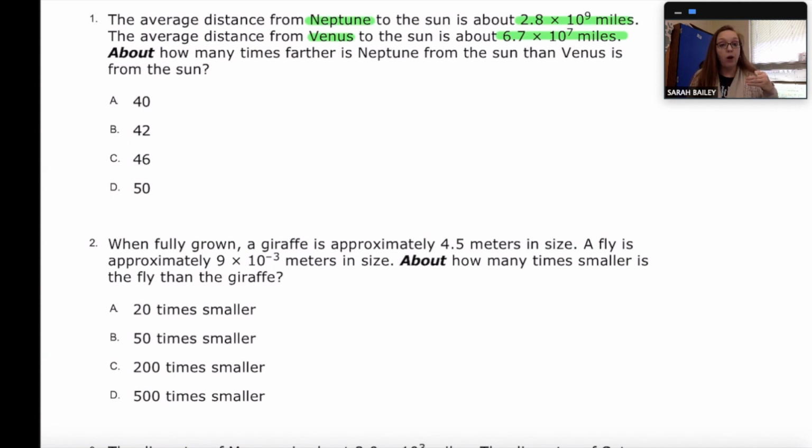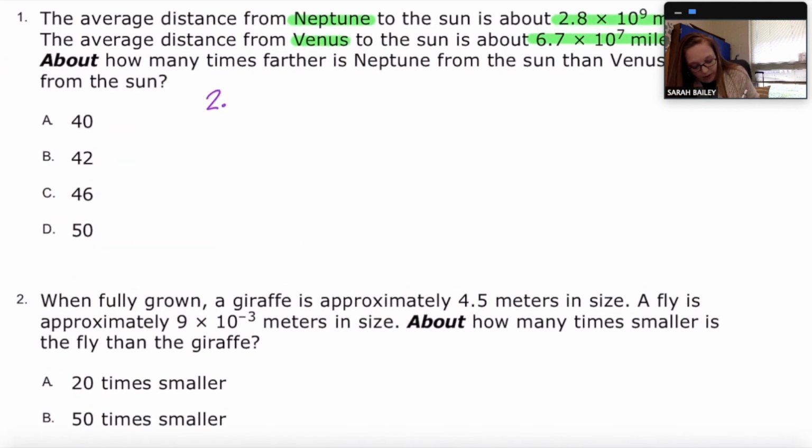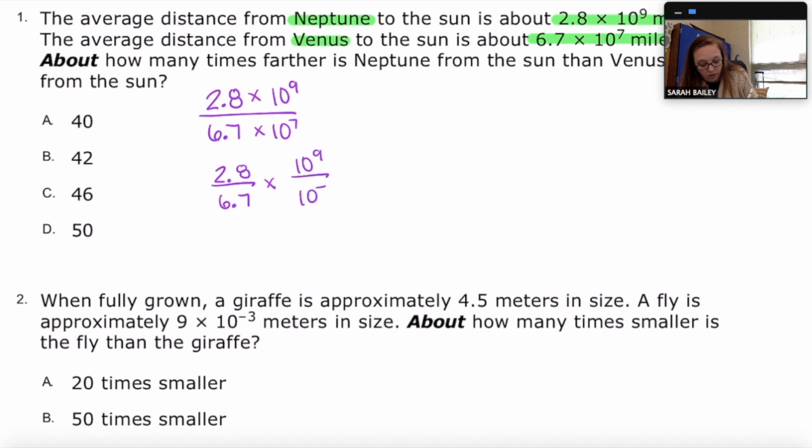So this is a problem where we're going to divide. We're going to say Neptune's distance divided by Venus's distance. So that's going to be 2.8 times 10 to the 9th power divided by 6.7 times 10 to the 7th. This is what we need to compute in order to figure out the answer. Just like the previous lesson, we're going to do 2.8 divided by 6.7, times 10 to the 9th divided by 10 to the 7th.